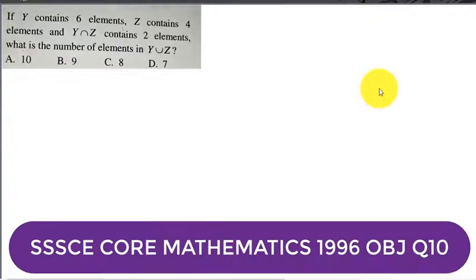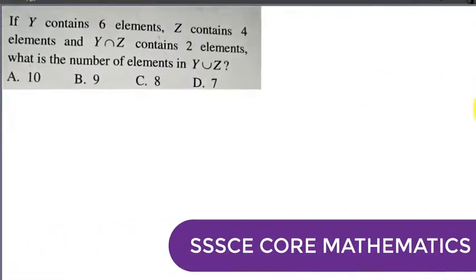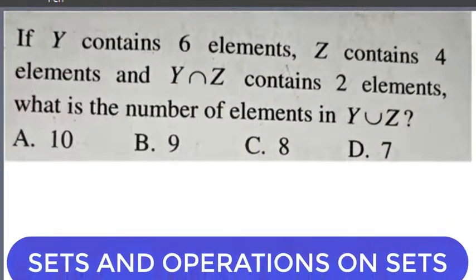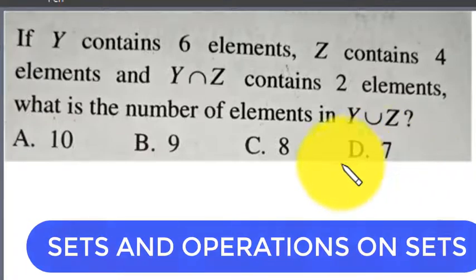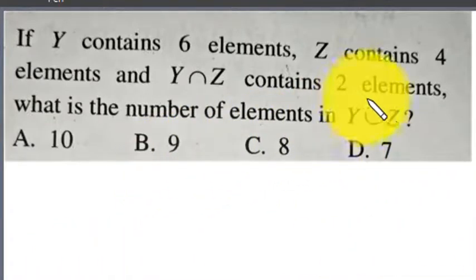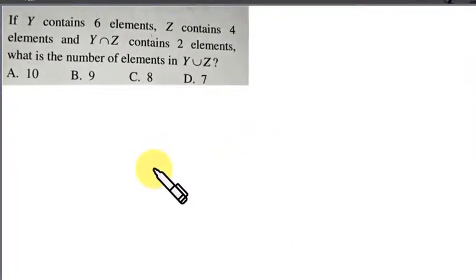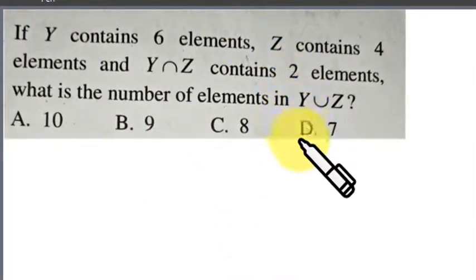Hello, we solved this from SSSCE Core Mathematics 1996 Objective Question 10, and it reads: if Y contains 6 elements, Z contains 4 elements, and Y intersection Z contains 2 elements, what is the number of elements in Y union Z? Okay, so we can solve this in two ways. Of course, this is a two-set problem because we see only two sets here. We see the set Y and the set Z.